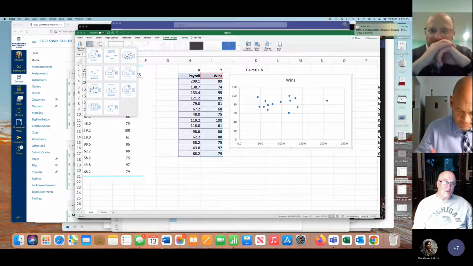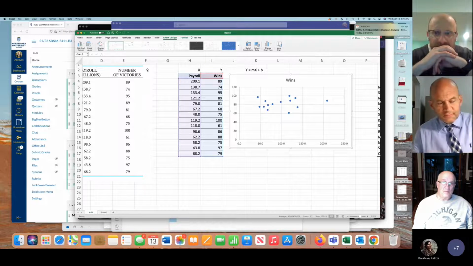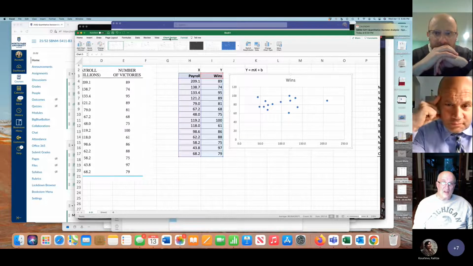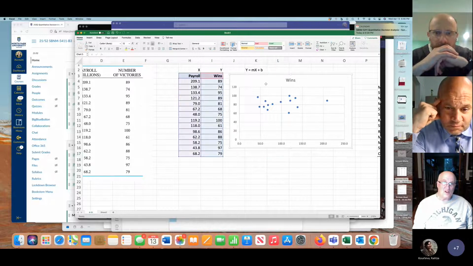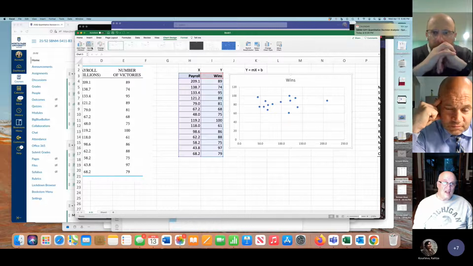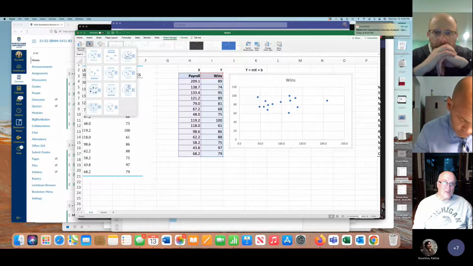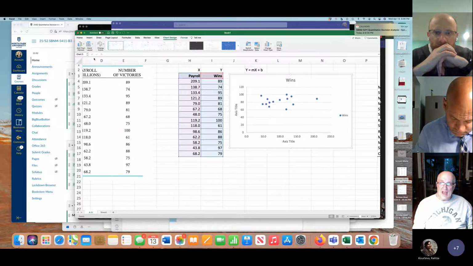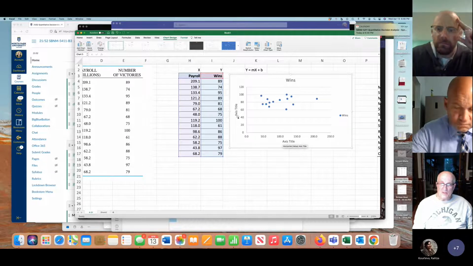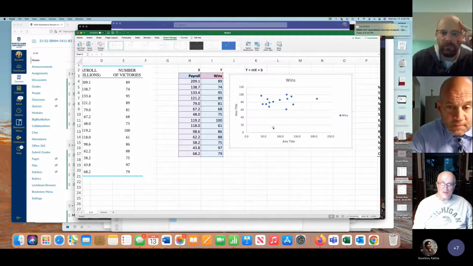So I go here, where I did chart design. That's where I went. I'm in chart design because I clicked on a chart. If I click off the chart, that goes away. But if I click on the chart, it goes to chart design. I go to where it says quick layout. And I have so many different options I can have for this chart. I can make it look like that. And now I can put my payroll in millions and stuff like that in there if I wanted to.